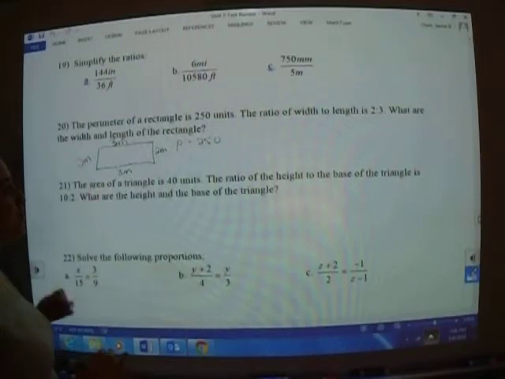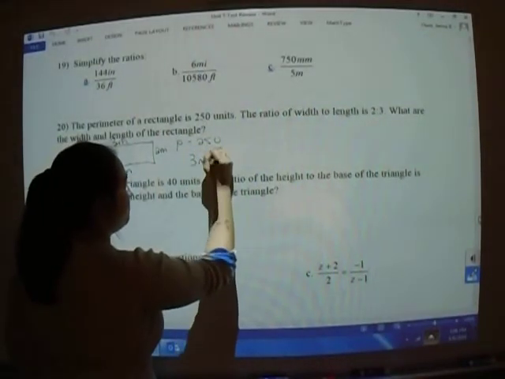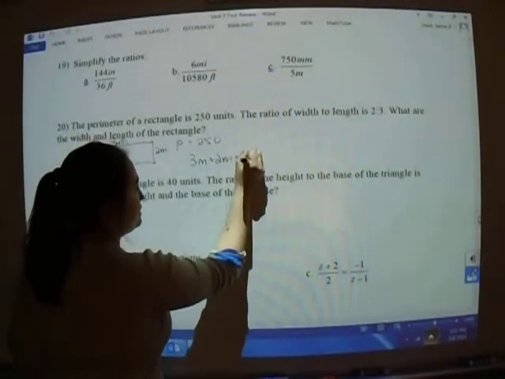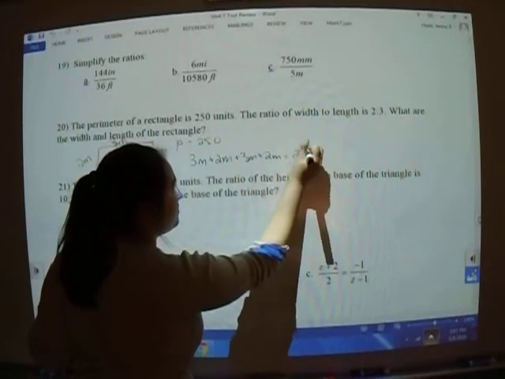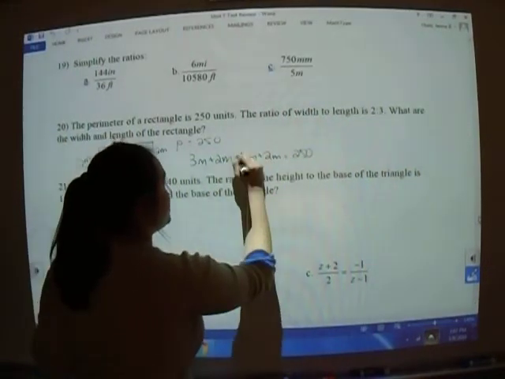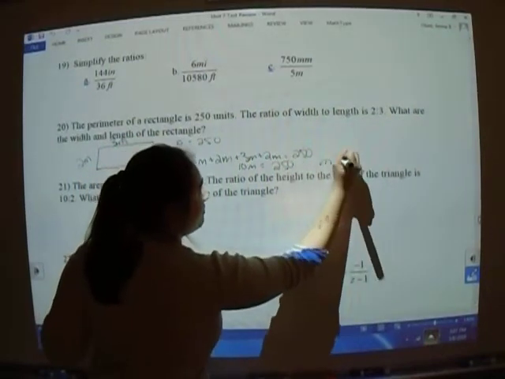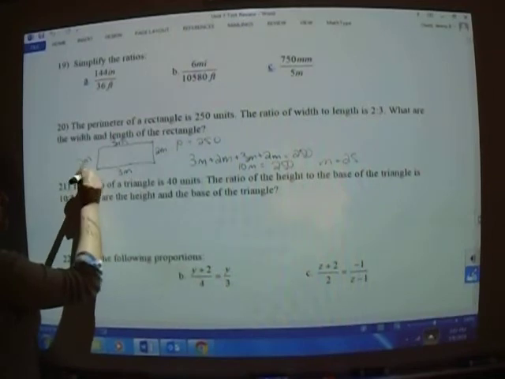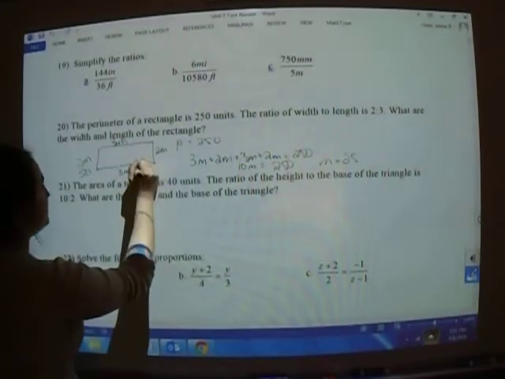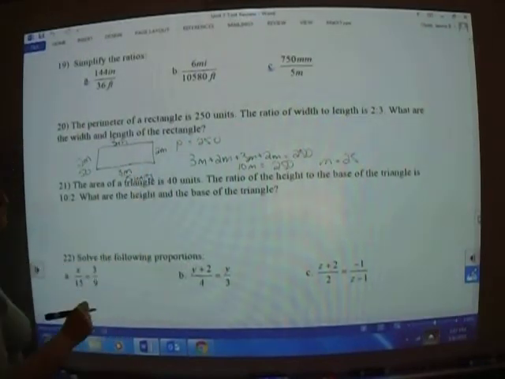So you add them up to get the perimeter. So you just get 3m plus 2m plus 3m plus 2m again equals 250. You end up with 10m equals 250. So m equals 25. And that makes this 50 units and this 75 units. Okay? Let's look at the next one.